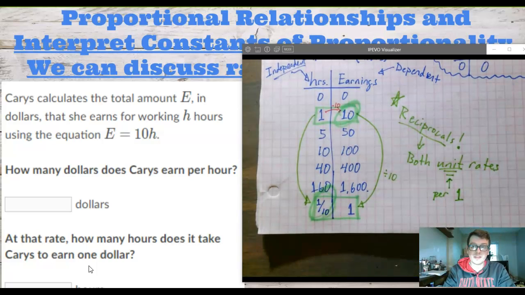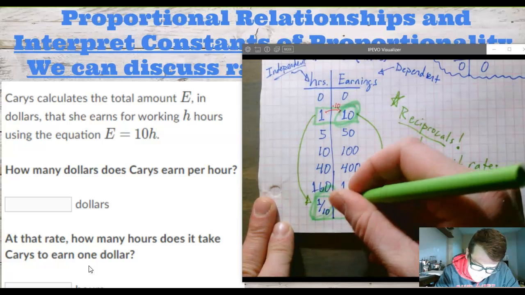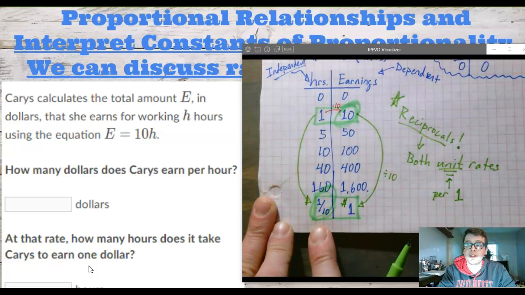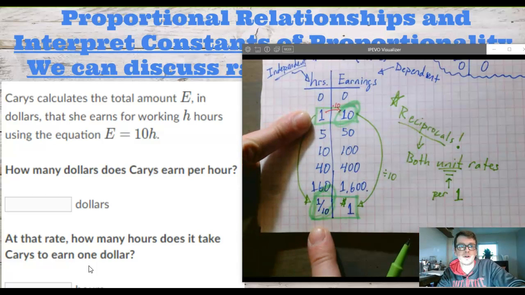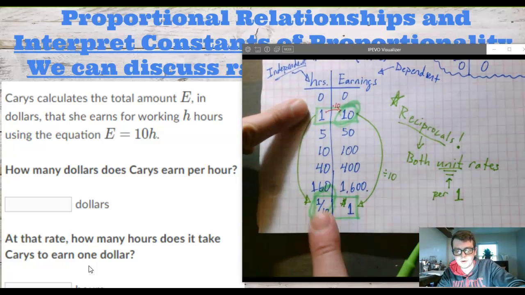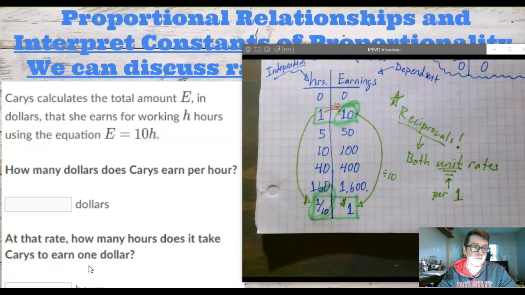So that's why these are the two unit rates. For $1, it's 1/10 of an hour. For 1 hour, it's $10. Both of these are actually unit rates. There are two unit rates in every situation. They're just reciprocals of each other.